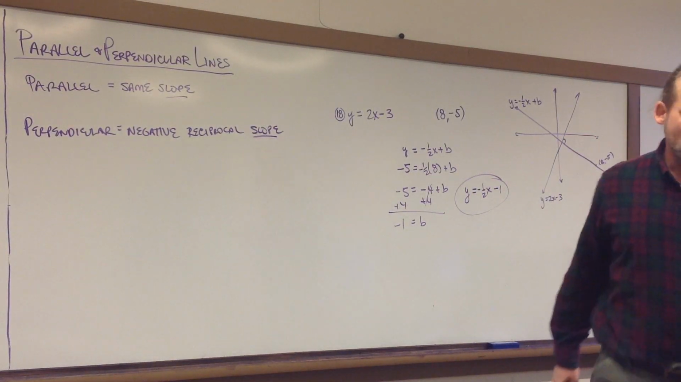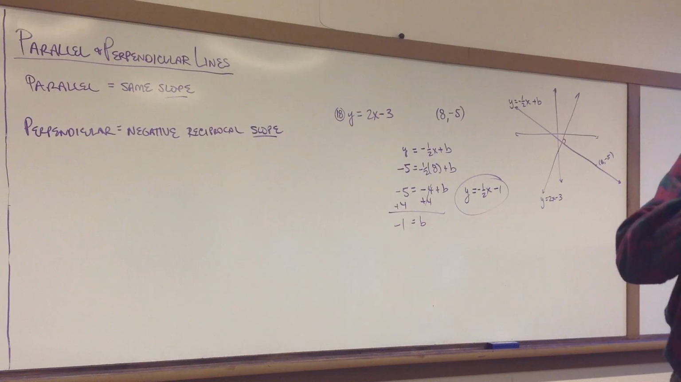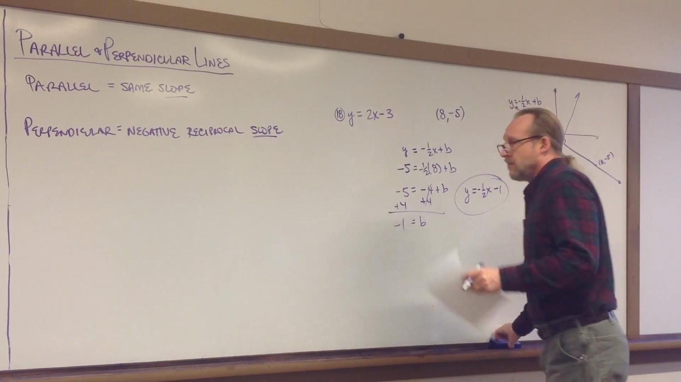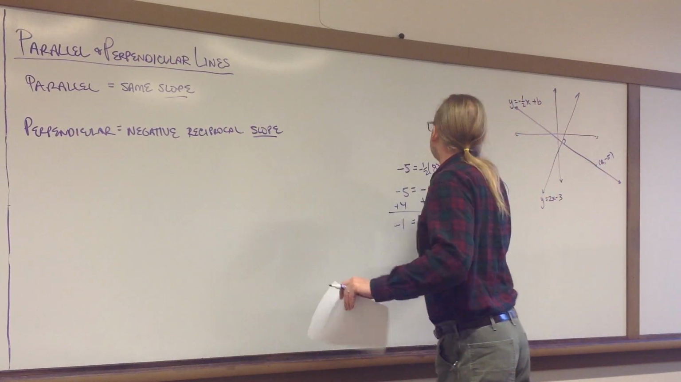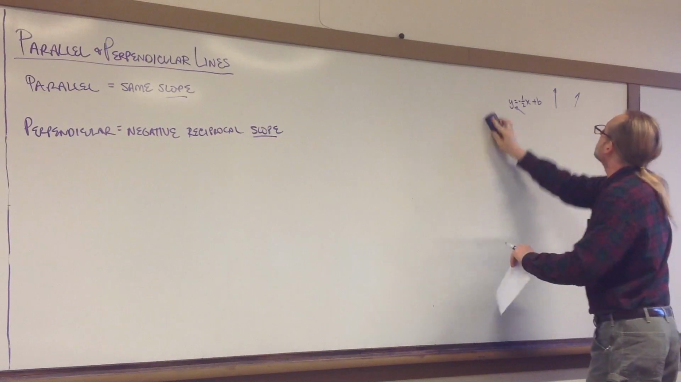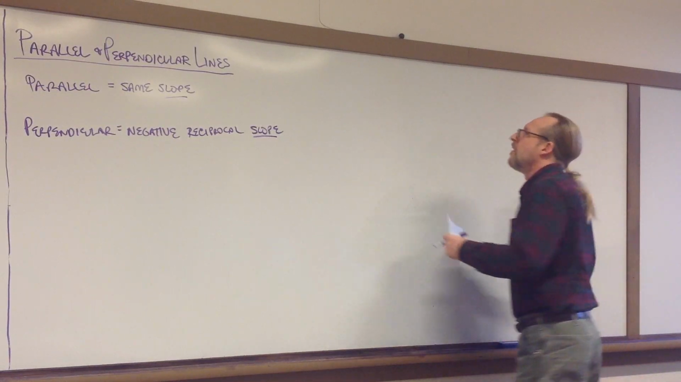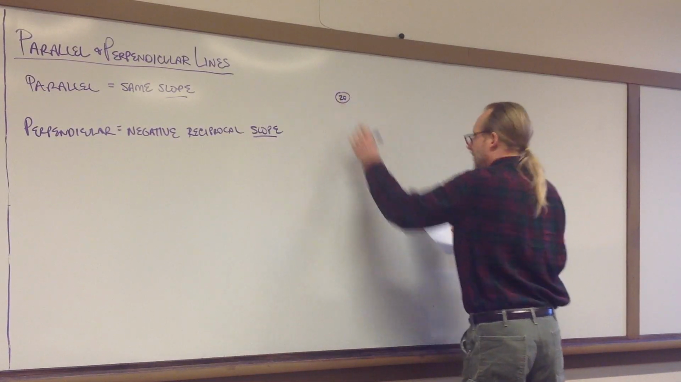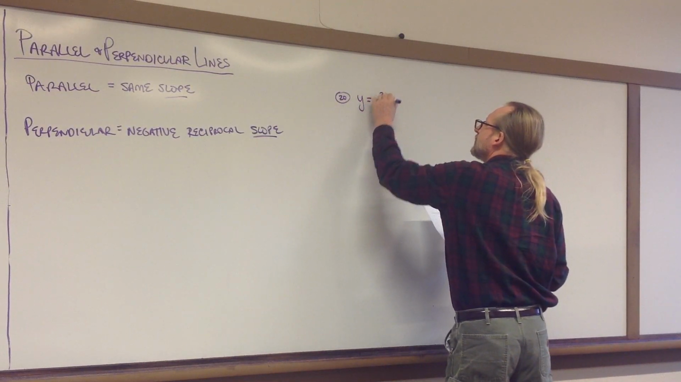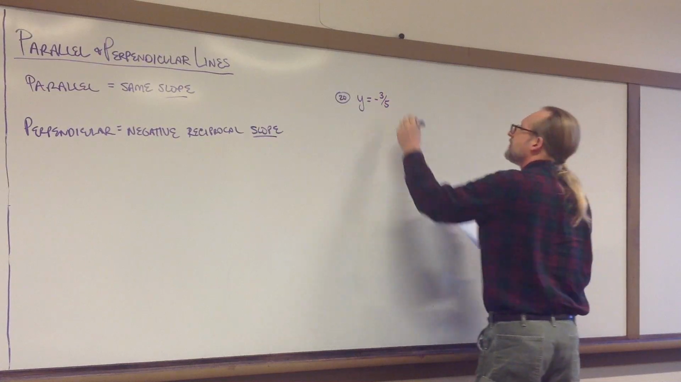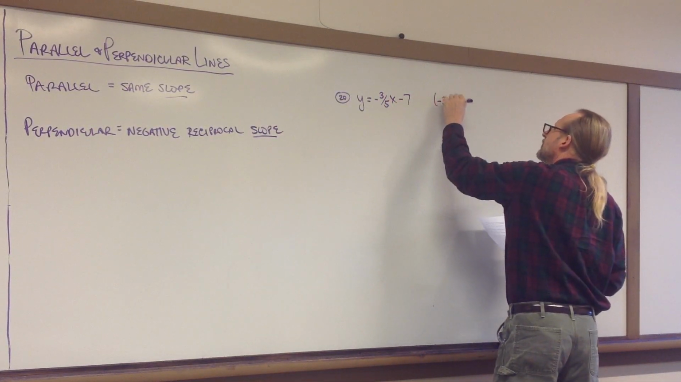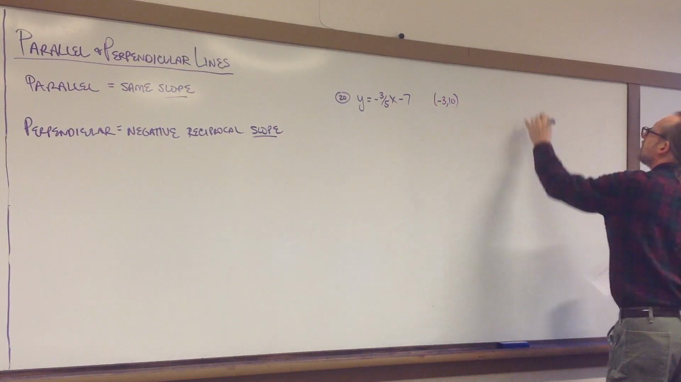Okay, one more on this assignment. And we'll have a follow-up assignment after this. That will give you more practice doing this, because you can expect to see this on the final exam. Problem 20. So we want it perpendicular to y equals negative 3/5 x minus 7, and we want it to pass through the point negative 3, 10.